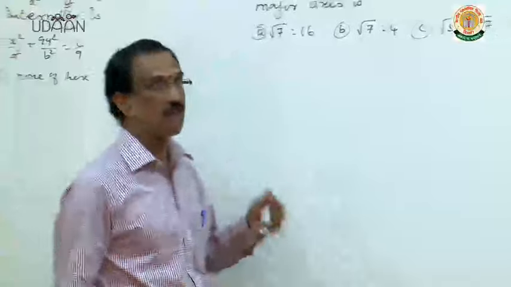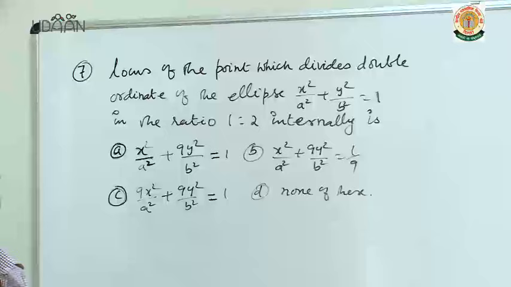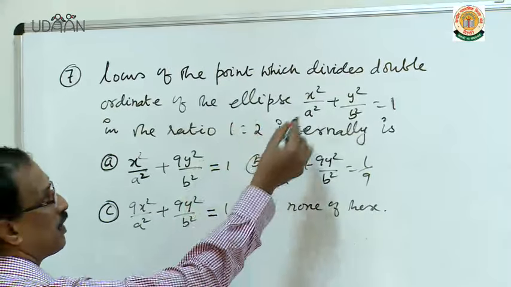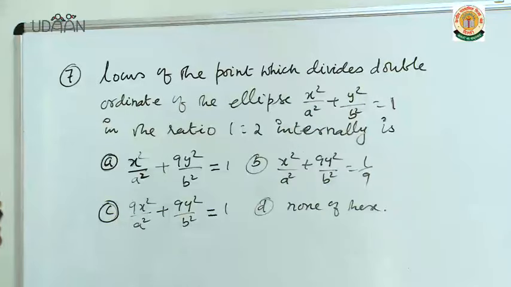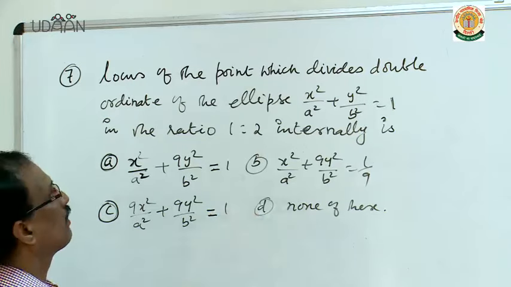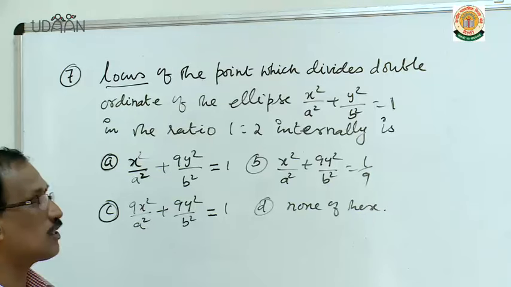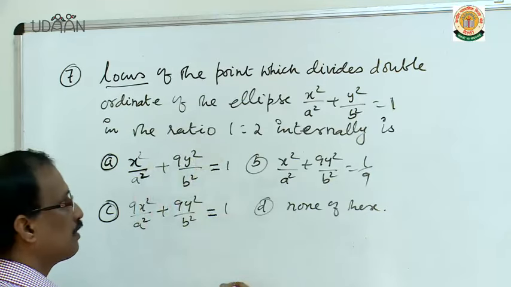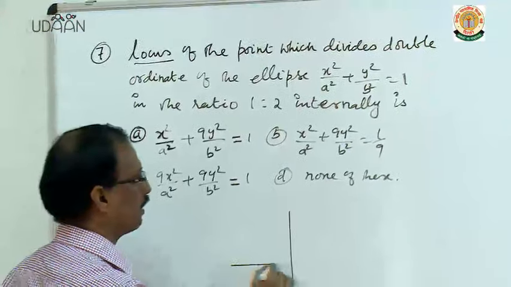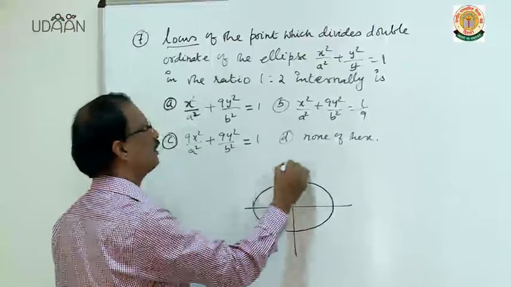Example 7. The locus of the point which divides the double ordinate of the ellipse x square by a square plus y square by b square equal to 1 in the ratio 1 is to 2 internally is what? So we have to find the locus. Locus means we have to get the equation of what it is forming. So let us take this ellipse as this is your ellipse.